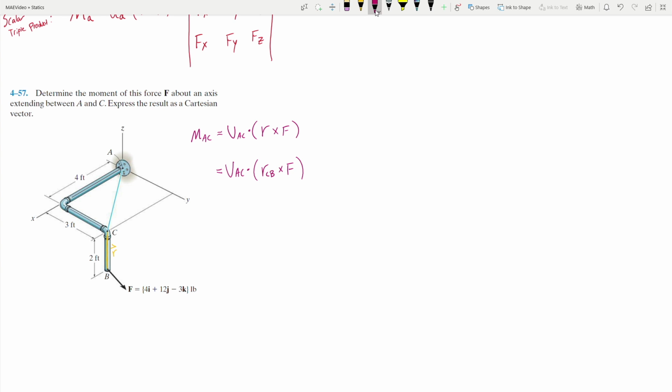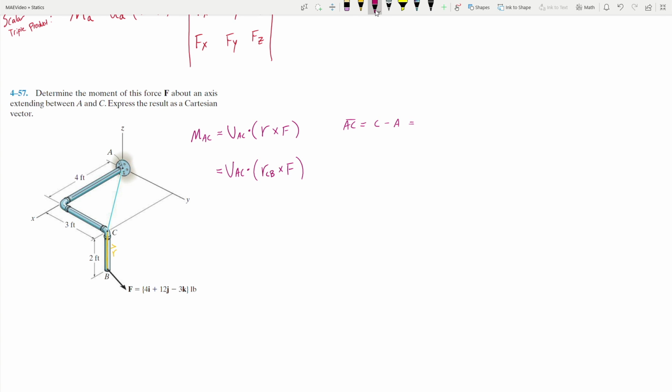Okay, so from here we need to find the unit vector AC. So to get the regular vector AC, we know that's going to be the ordered pair at C minus the point at A.